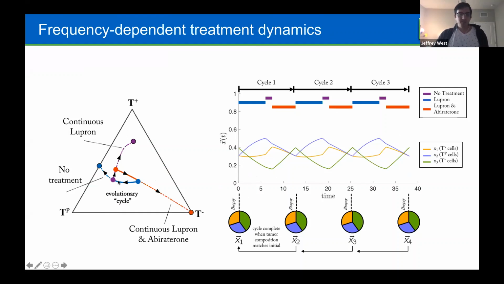And it is, and what it looks like is, say if you start at this purple dot, you would eventually go to the fixed point of the purple treatment, which happens to be no treatment. But if you switch to Lupron and abiraterone before reaching the fixed point, then you would go towards that fixed point, but then you switch again to Lupron only, and then you reach back towards your initial starting condition. So you can repeat cycles over and over and over.